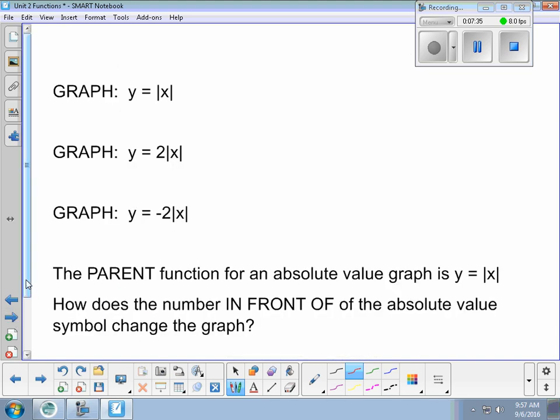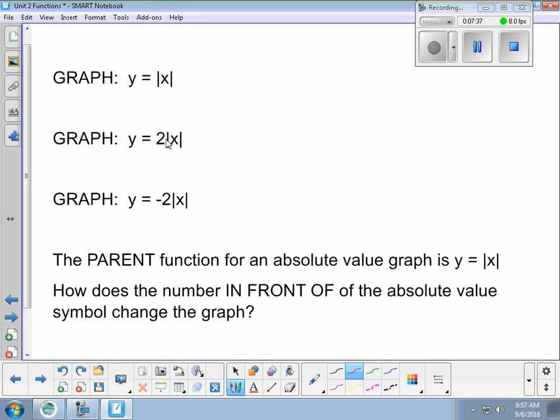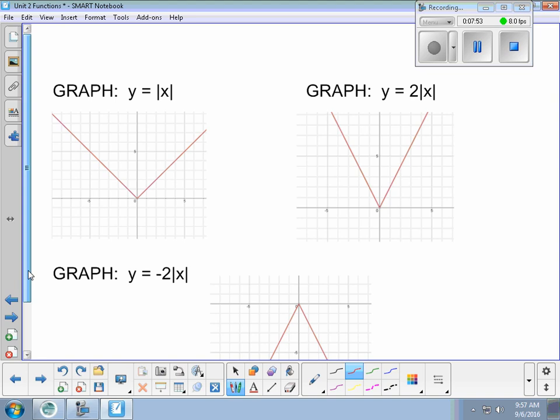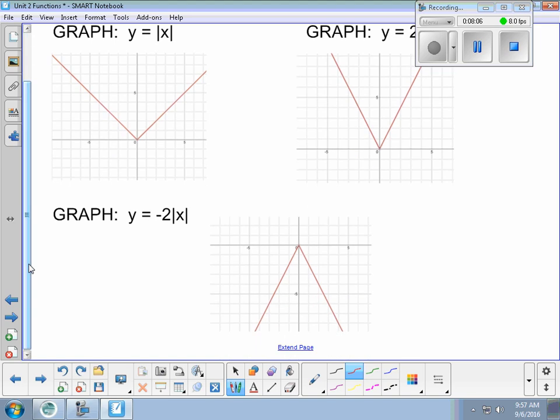Then we have another value. What happens if we put a number in front? Again, create your table of values, pause, and then double check your answers. The number in front gives it what's called a vertical stretch. It pulls it up and makes it skinnier. If it is a whole number, if it's bigger than 1, it's going to make it skinnier. If it's a negative number, it flips it upside down. And if it's less than 1, it's going to make it a wider graph.